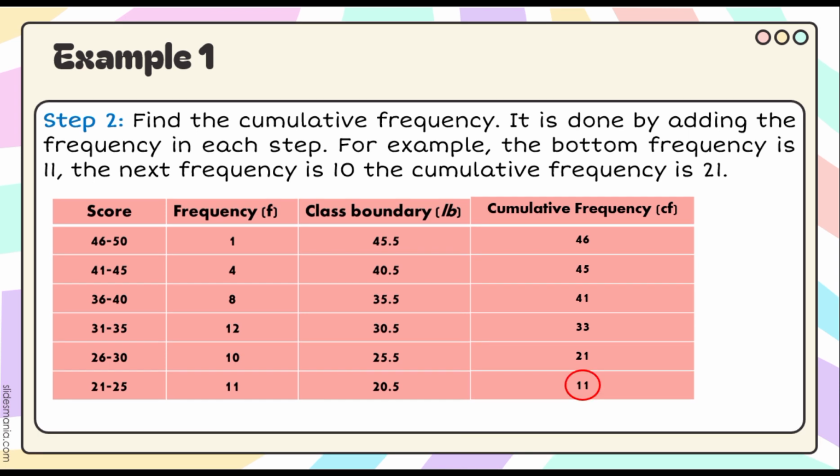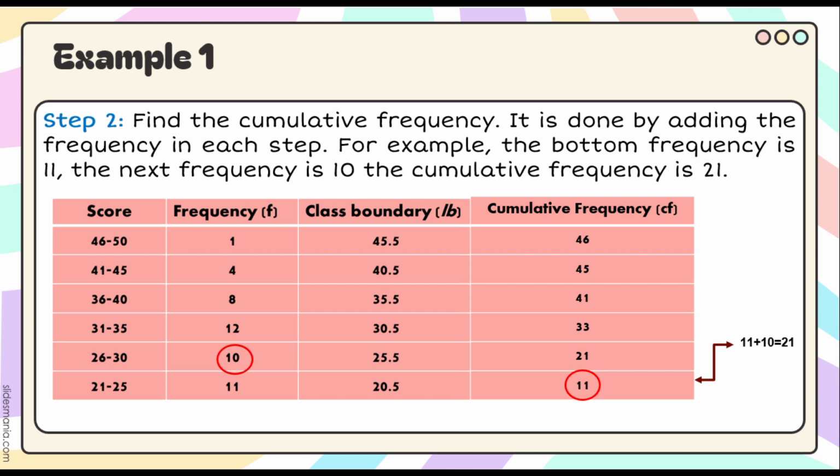So second, we have 10 in our frequency, right? So 11 plus 10, we have 21. That is why in the upper row of our 11, we have 21. So continue the process. 21 plus 12, we have 33. 33 plus 8, we have 41. 41 plus 4, we have 45. And 45 plus 1, we have 46.